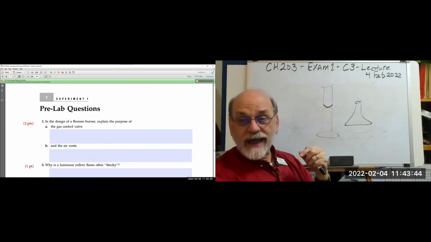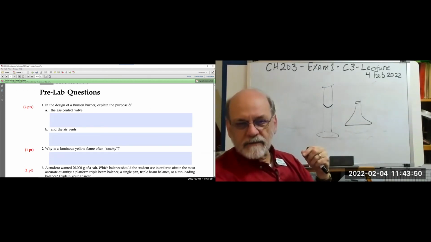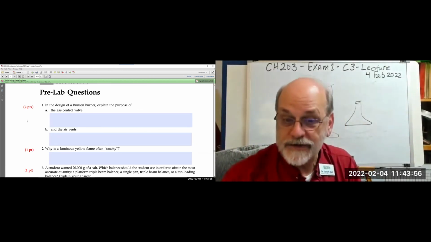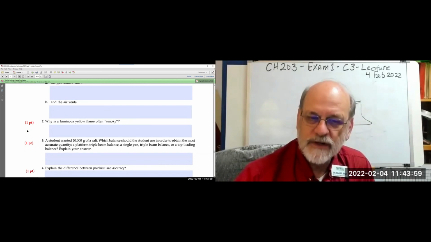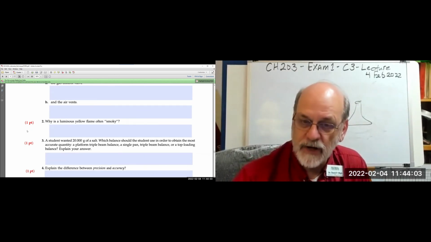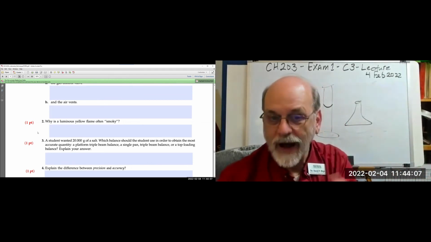And we have some pre-lab questions. Describe the purpose of the gas control valve and the air vent. These are not quick trick questions, right? They're very simple. Why is a luminous yellow flame often smoky? Right? I mentioned that. Incomplete combustion, and what is going on there? Why is it yellow?